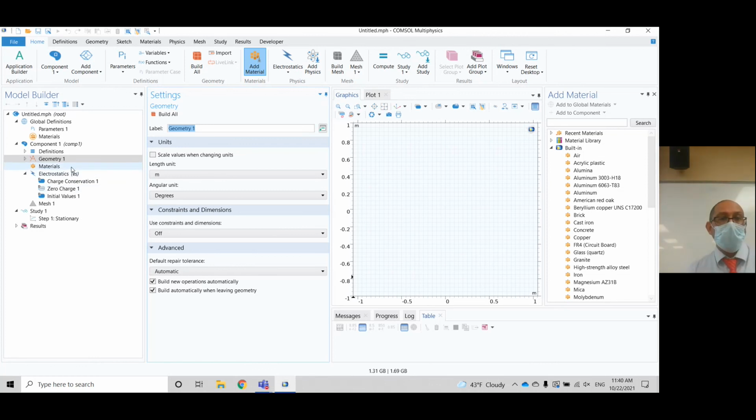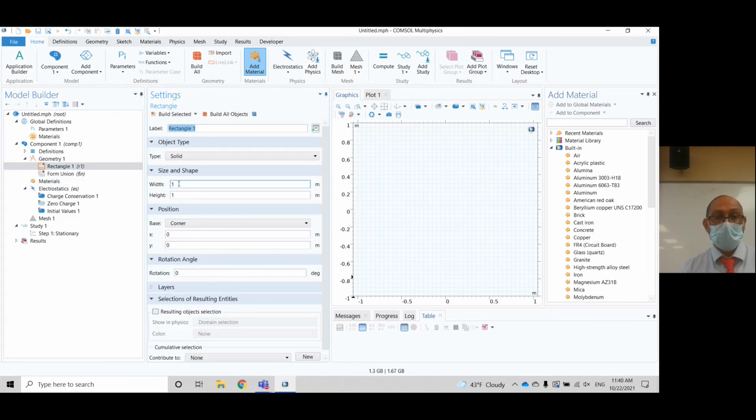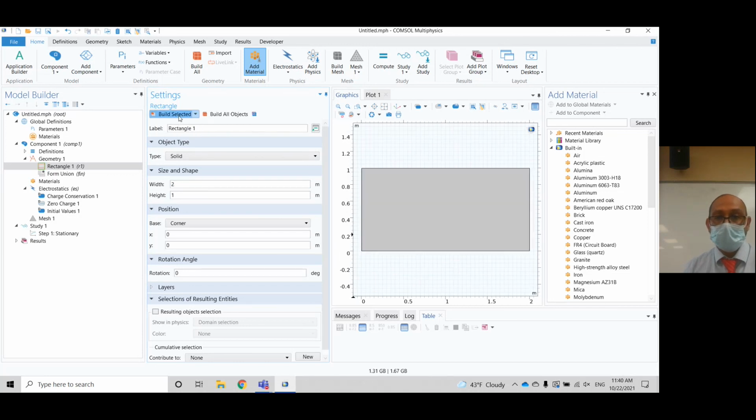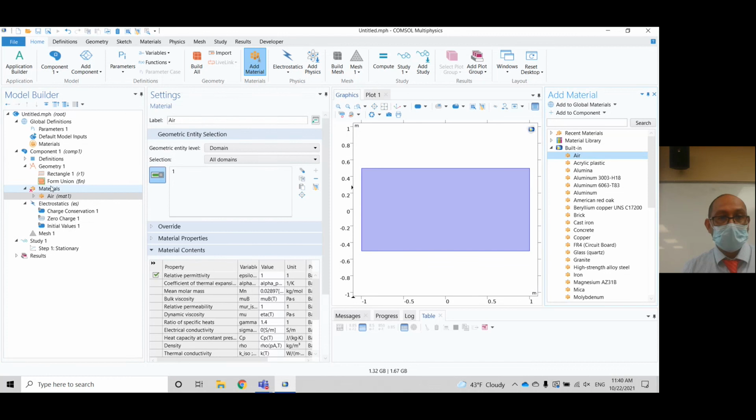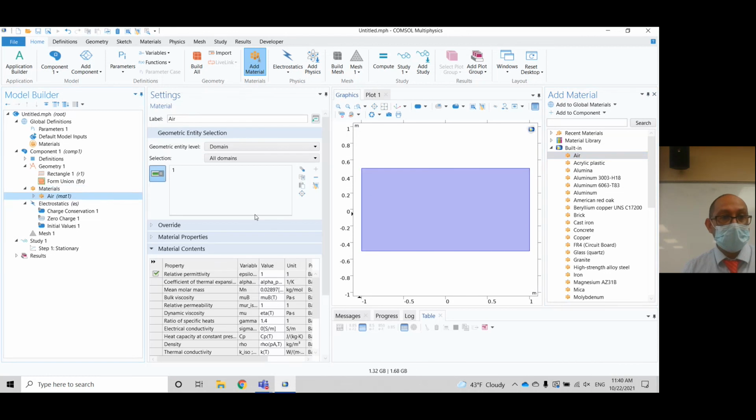And the problem that we did Monday was the cavity, right? So I'm gonna do a rectangle, and I'm gonna say that the width is 2, and I'm gonna center. Okay. I'm gonna add my materials. I think we said that it was air. Yeah, so everything is air.